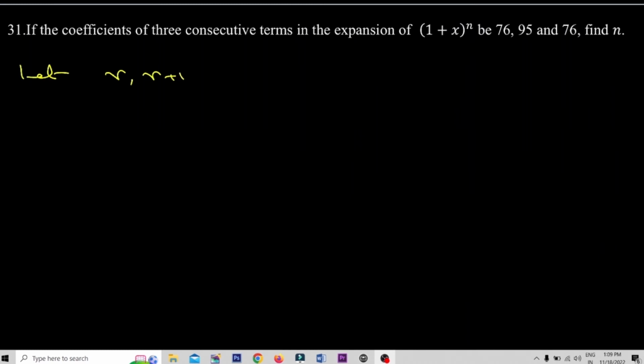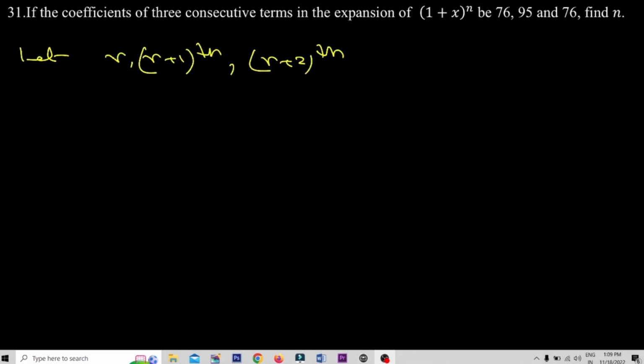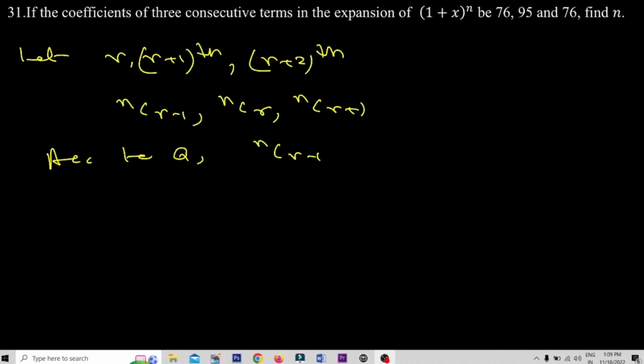Let the (r plus 1)th term and (r plus 2)th term be consecutive terms in the expansion. So their coefficients are nC(r minus 1), nCr, nC(r plus 1). So according to the question, we are getting nC(r minus 1) equal to nC(r plus 1). Therefore, we can write nC(r minus 1) equal to nCs, so r plus s equal to n. That formula will apply. So r equal to n by 2.